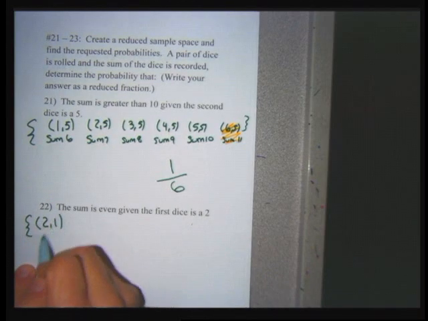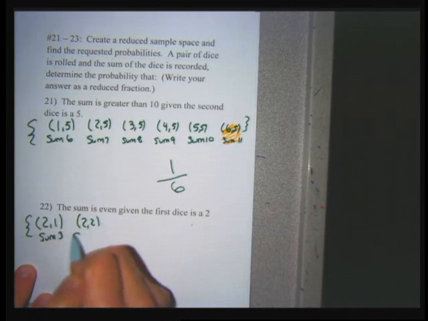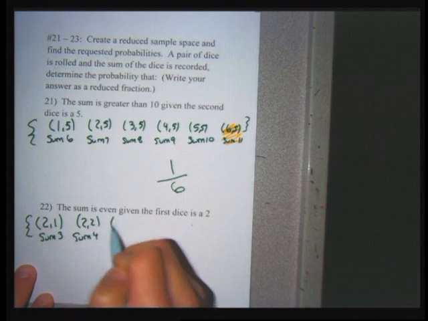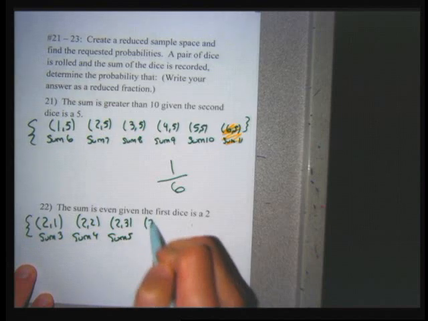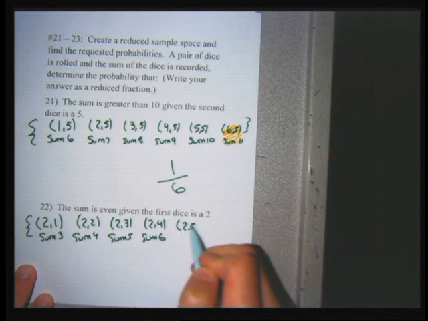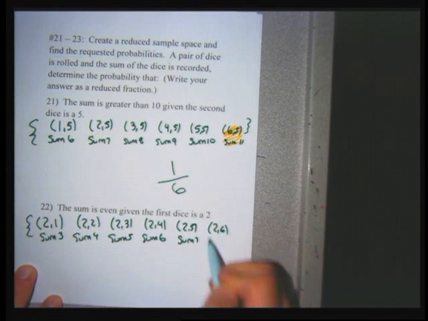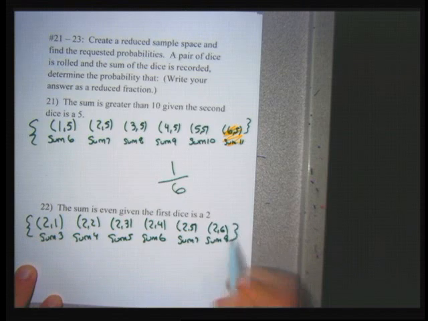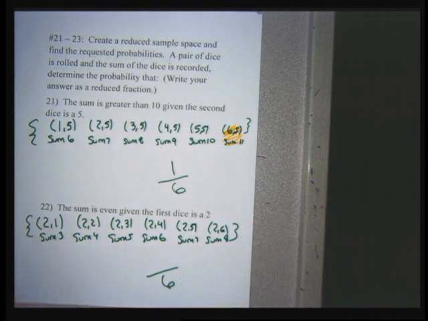2 and 1, sum 3, 2 and 2, sum 4, 2 and 3, sum 5, 2 and 4, sum 6, 2 and 5, sum 7, and 2 and 6, sum 8. So that's the sample space that works for this problem. The denominator for this question again is going to be 6 because there are 6 items in the sample space.